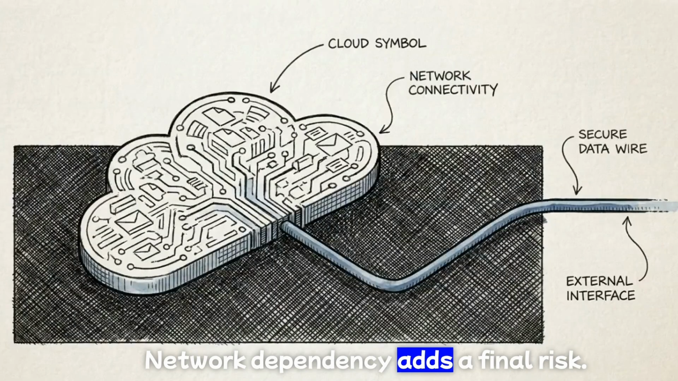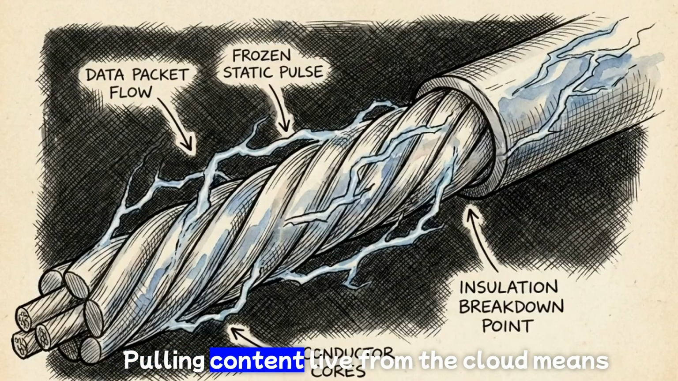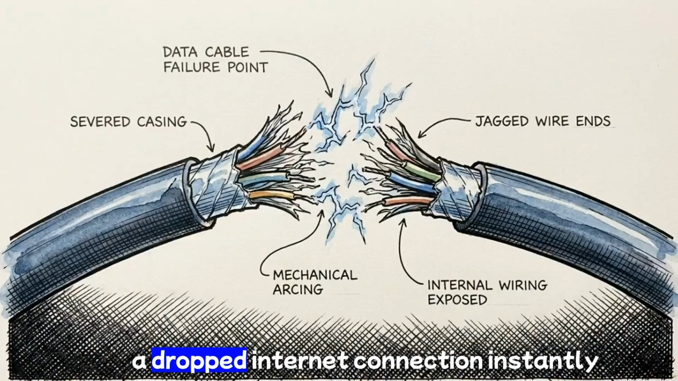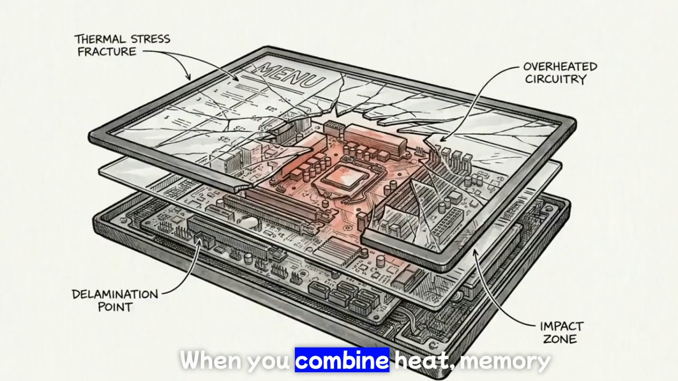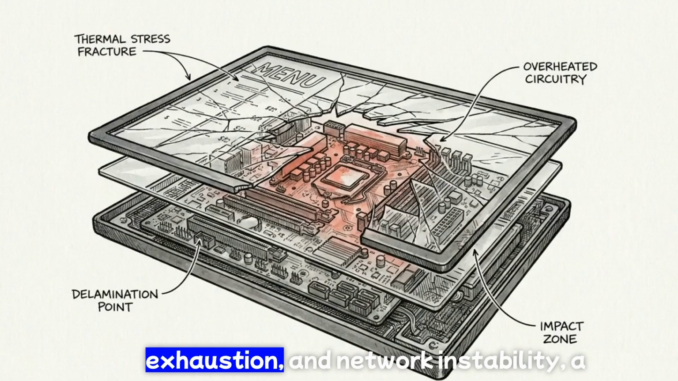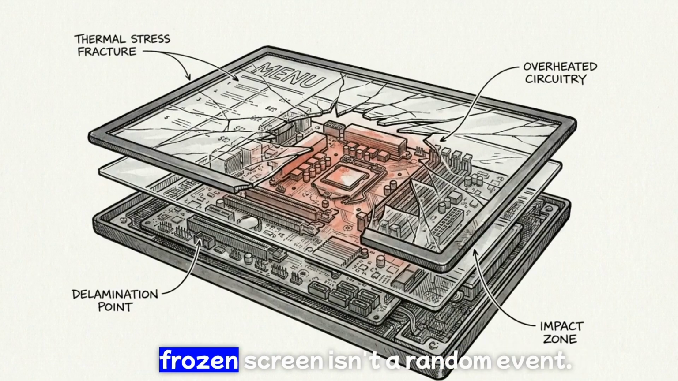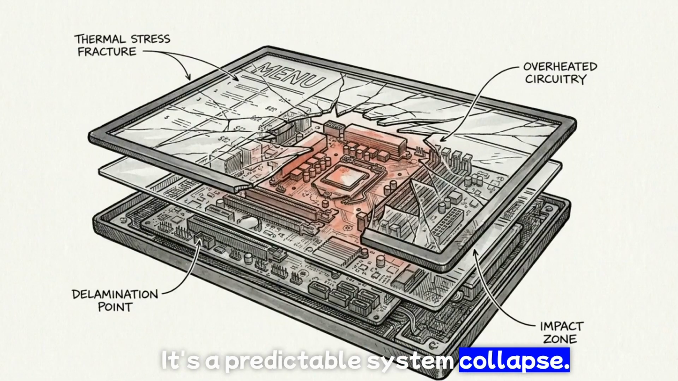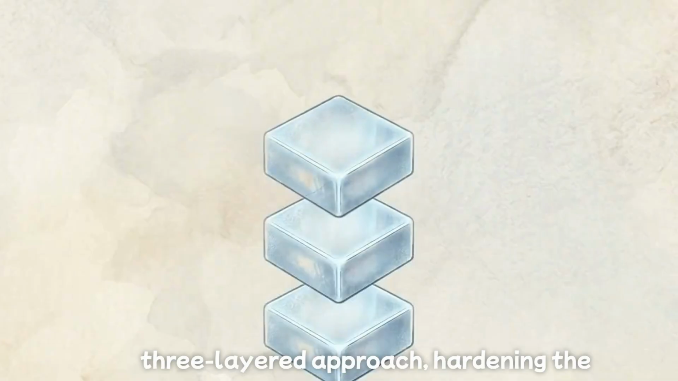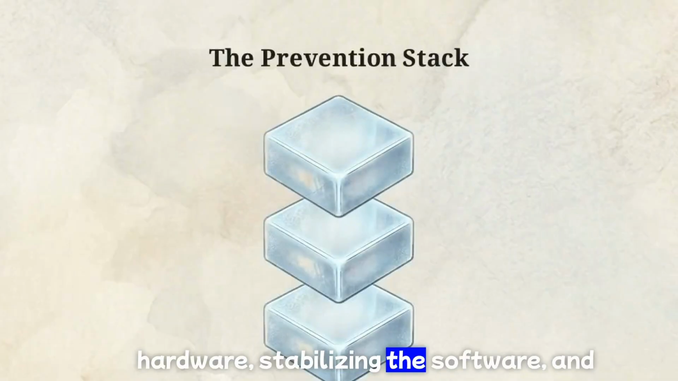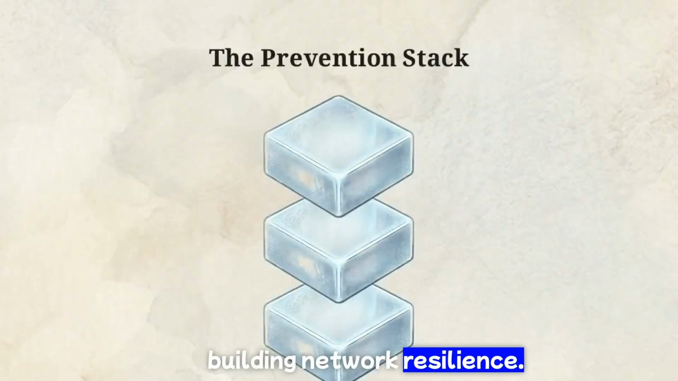Network dependency adds a final risk. Pulling content live from the cloud means a dropped internet connection instantly crashes the entire player. When you combine heat, memory exhaustion, and network instability, a frozen screen isn't a random event, it's a predictable system collapse. Preventing these failures requires a 3-layered approach: hardening the hardware, stabilizing the software, and building network resilience.